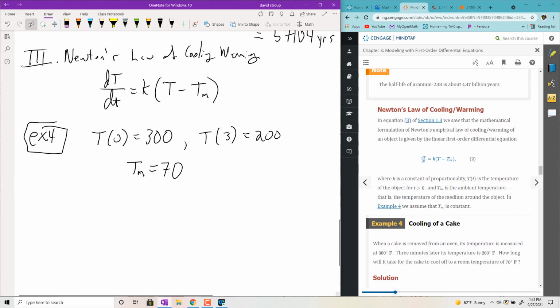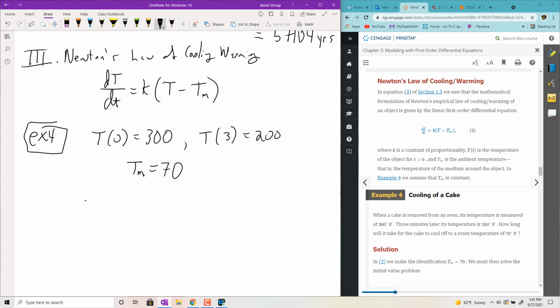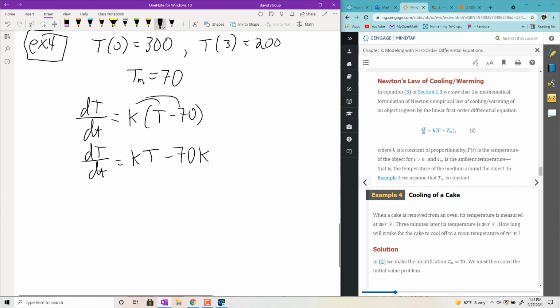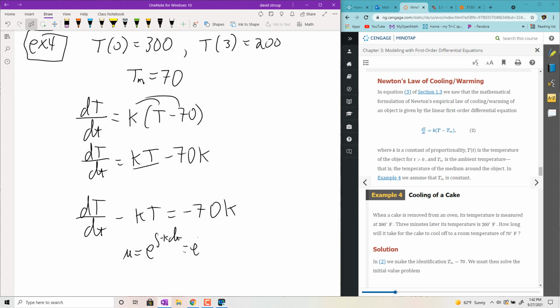Let's see if we can go ahead and use this information to solve, and we'll use integrating factors. So dT over dt is k times T minus 70. We can distribute the k: dT over dt is kT minus 70k. Then I can move this term to the other side, so I get dT over dt minus kT equals negative 70k. My integrating factor will be e to the integral of negative k dt, which will be e to the negative kt.